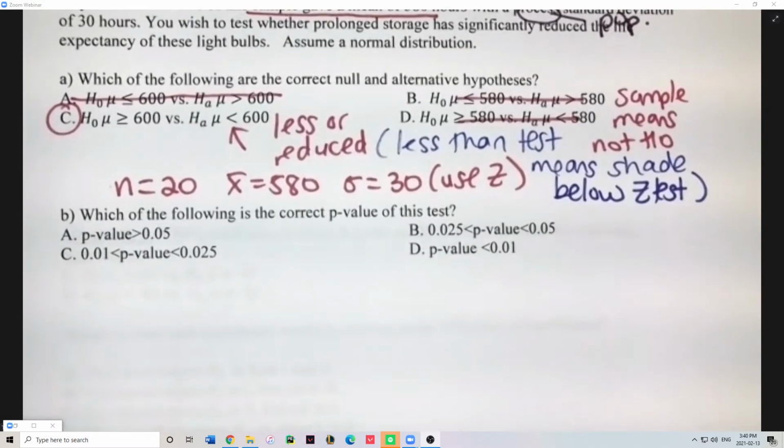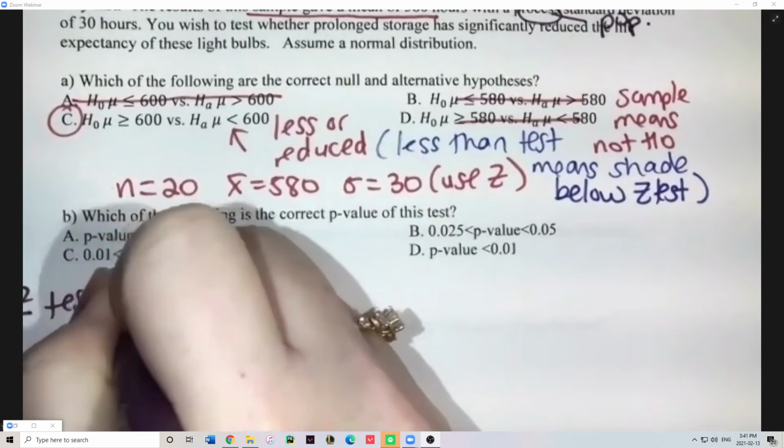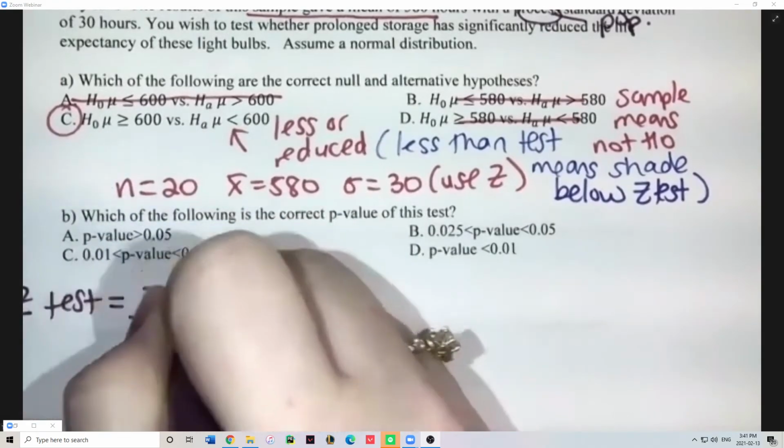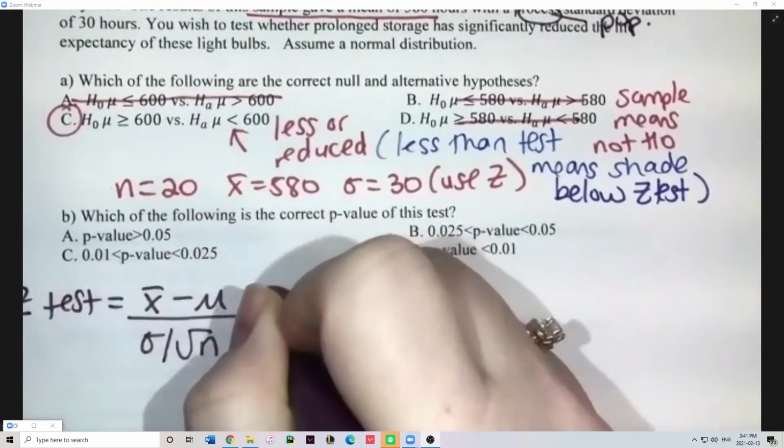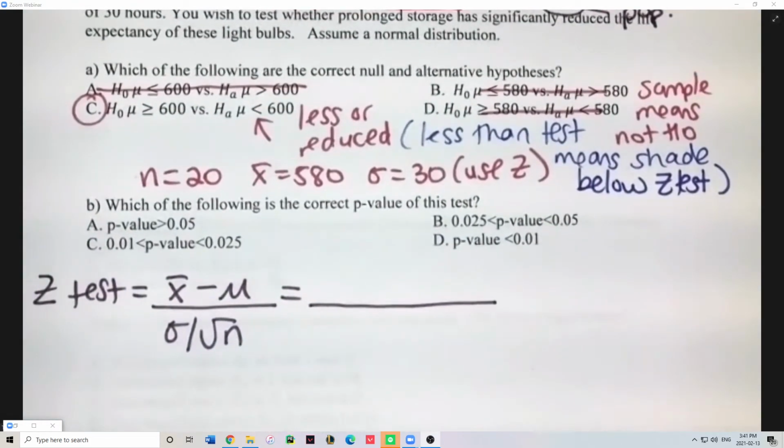Okay, so if we want to find the p-value, we've got to do our Z test first. So we've got X bar minus mu all over sigma over root n. Okay, so put your numbers in and see if you can get your Z test, and then we'll talk about how to conclude based on it.